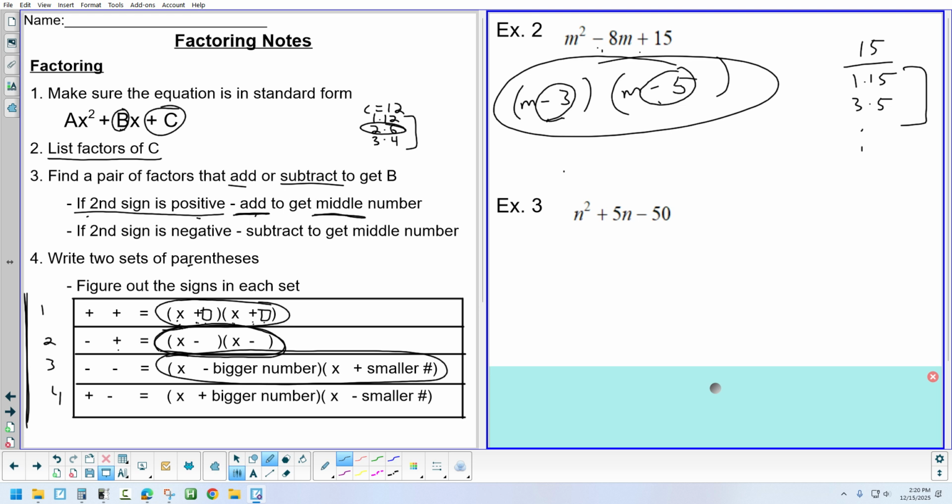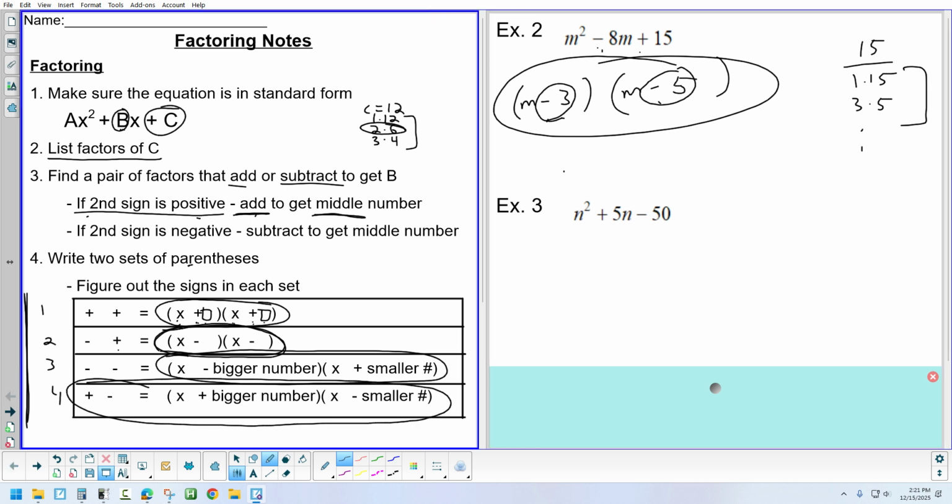Example 3. n squared plus 5n minus 50. What's my first sign? Adding. What's my second sign? Subtraction. Which row has adding first and subtracting second? 1, 2, 3, or 4? 4.